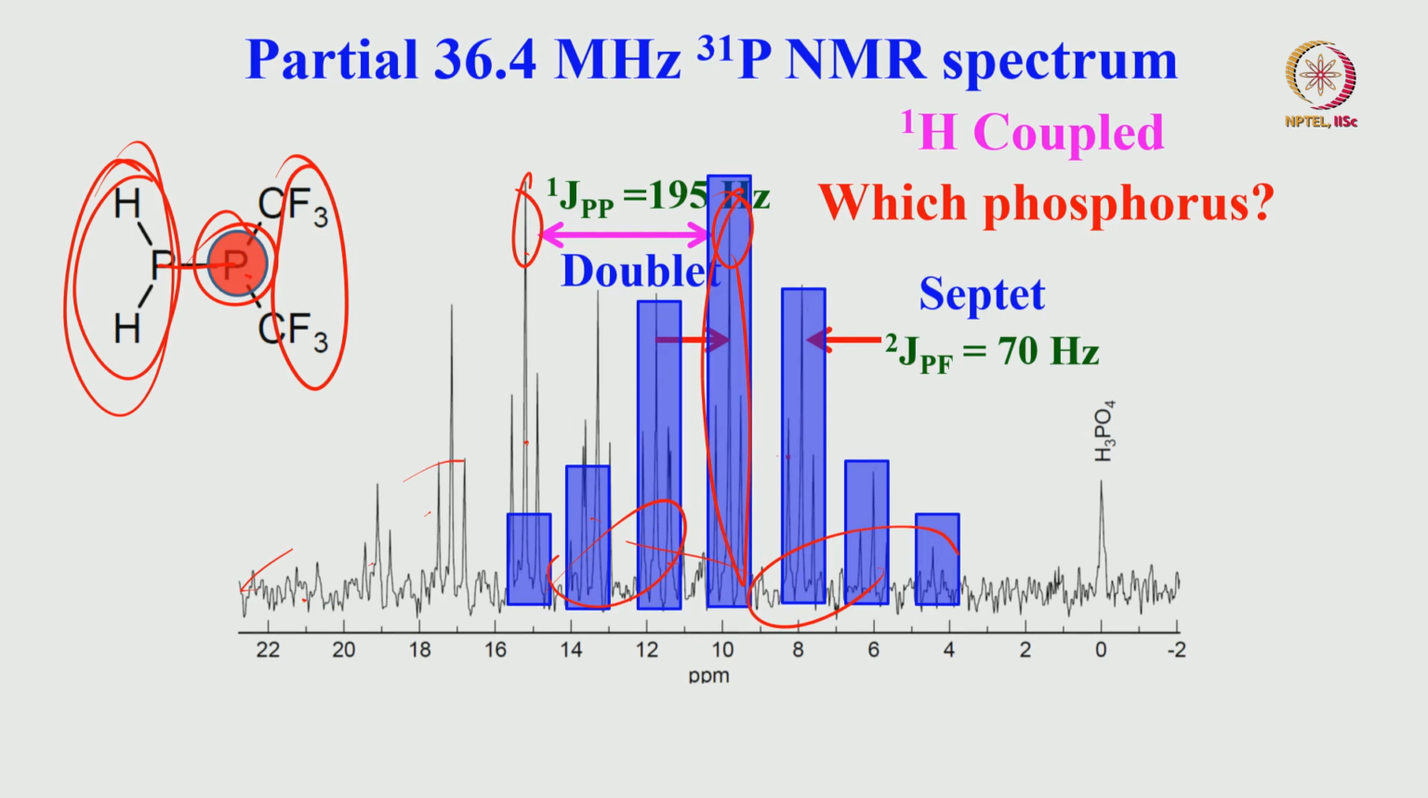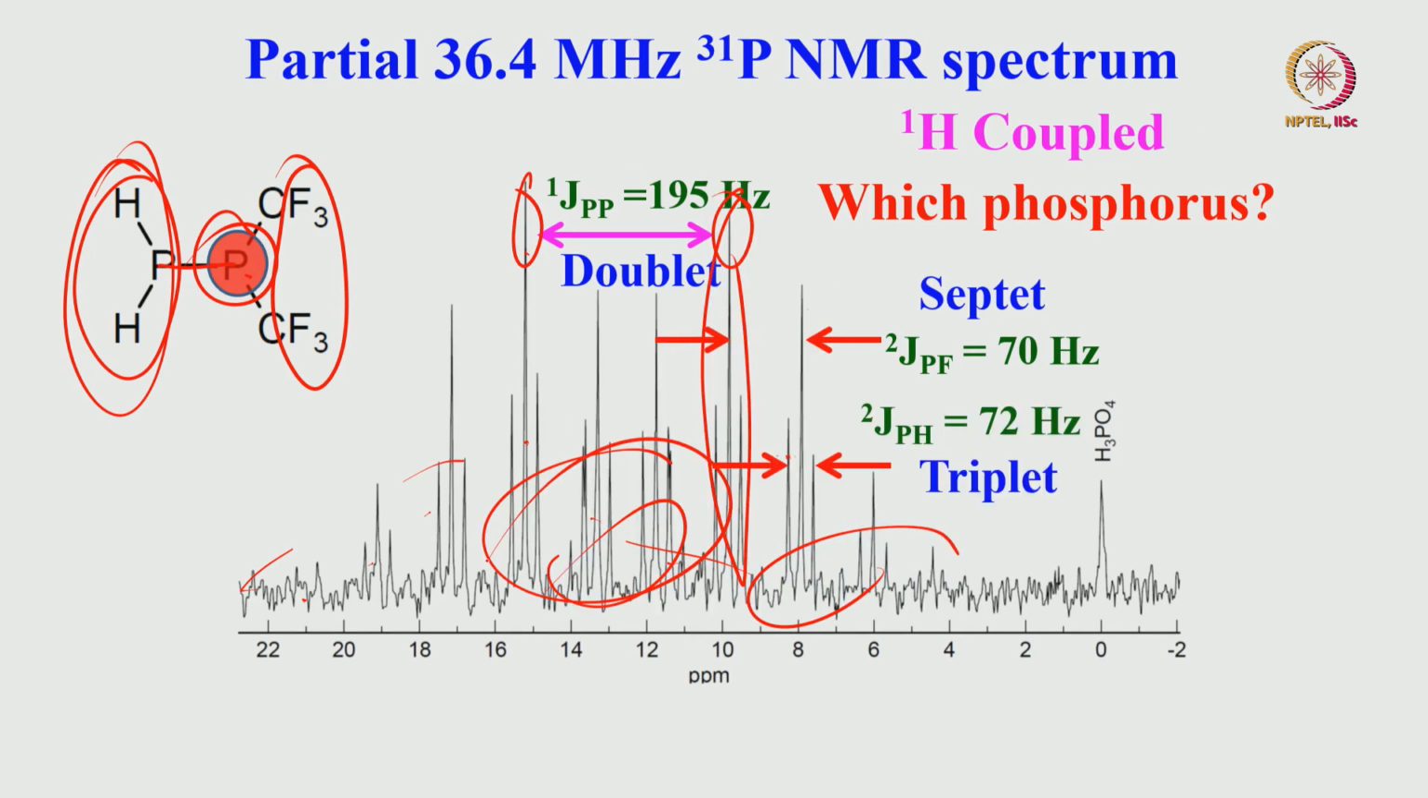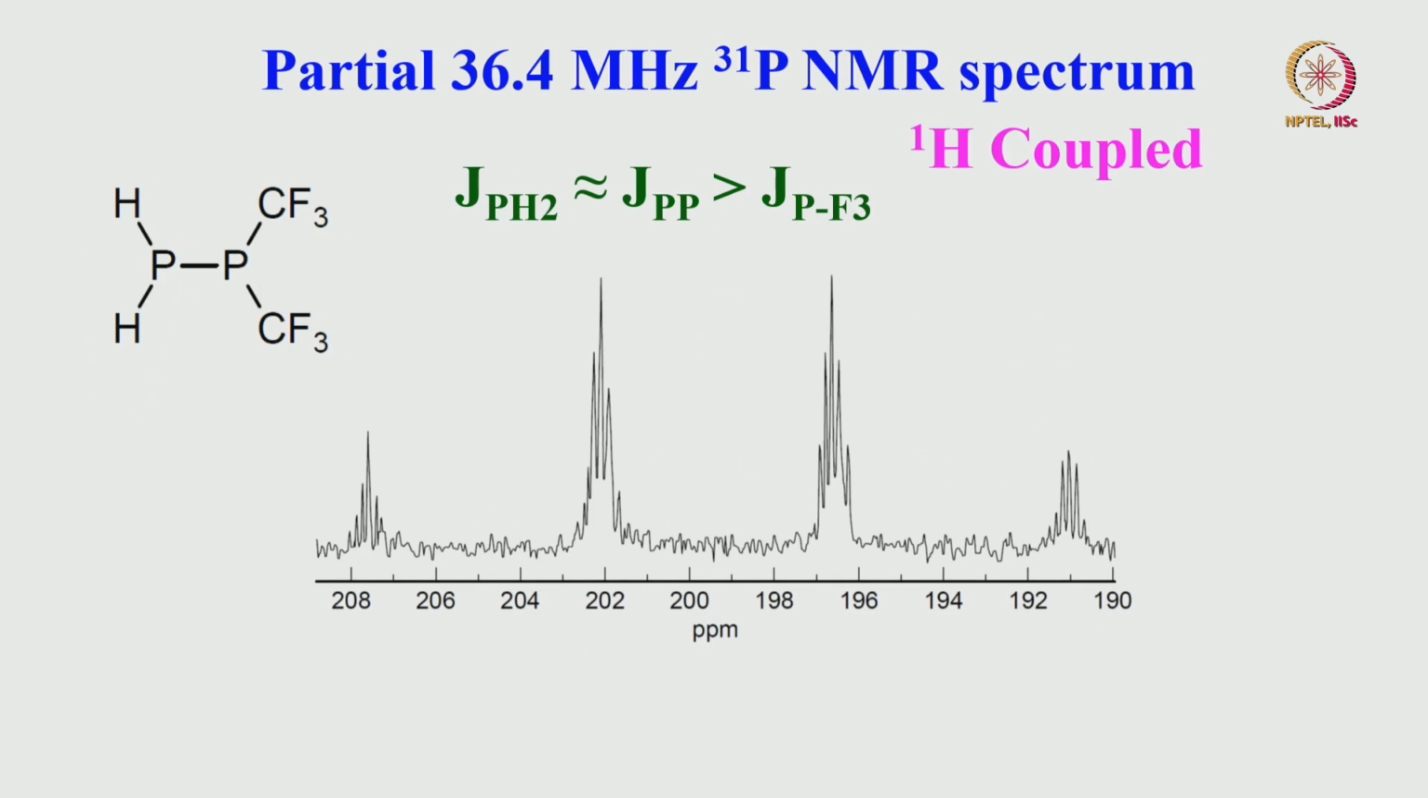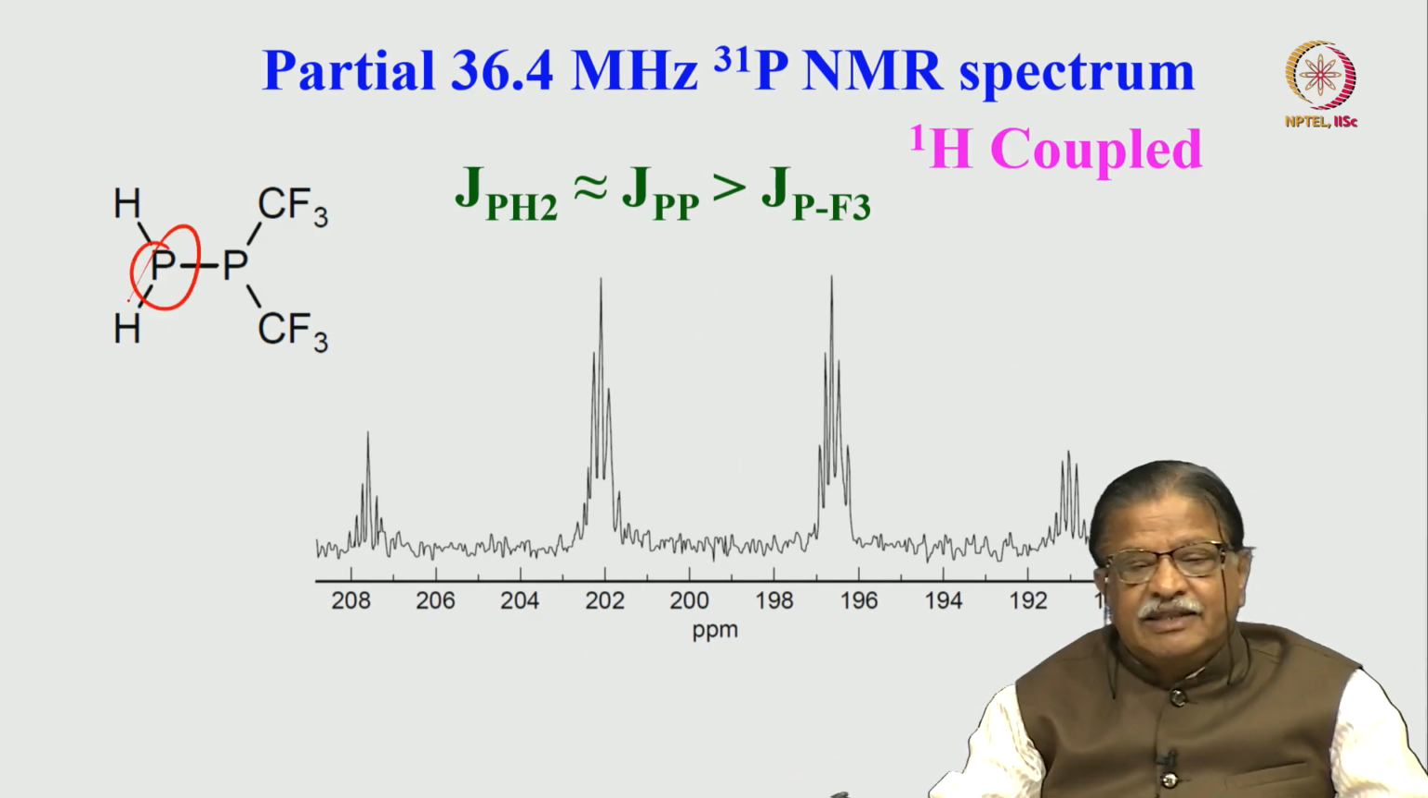There are 2 such septet of triplets, some of the lines are overlapped here, and the total pattern is a doublet of septet of triplets. Very easily you can do that. Now, this is the next phosphorus. Obviously, this is the pattern.